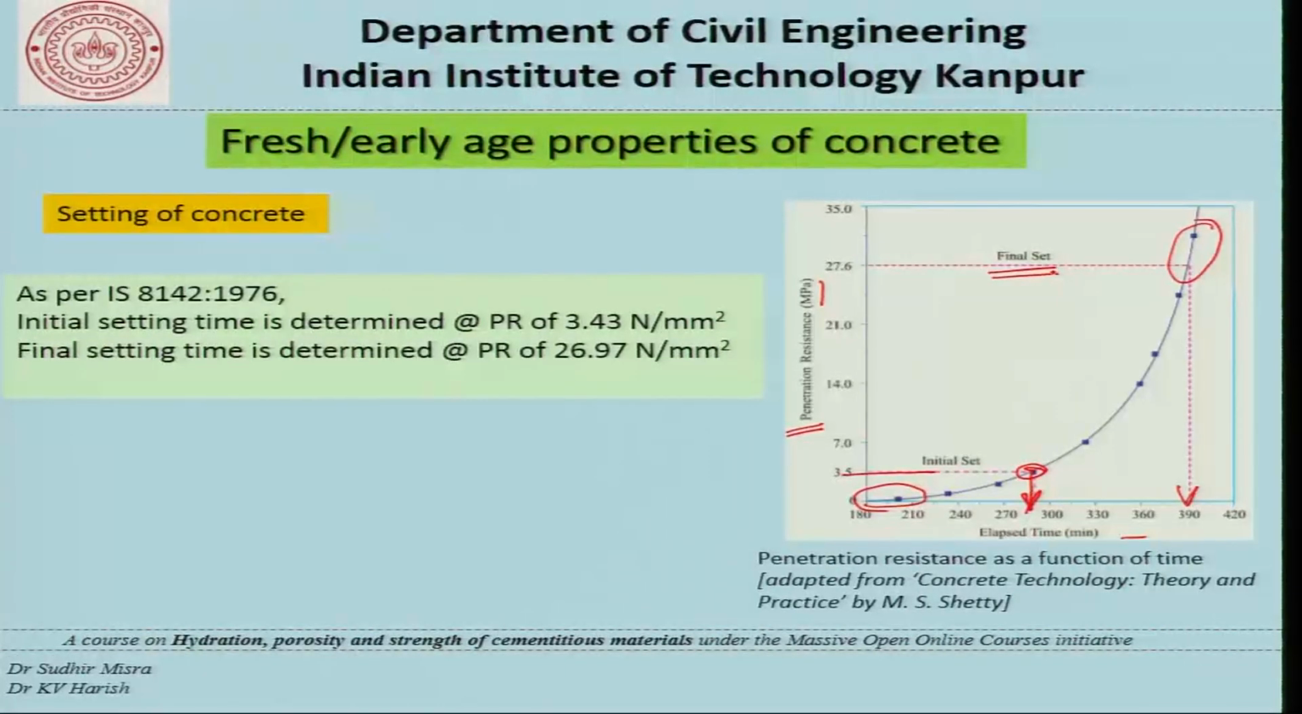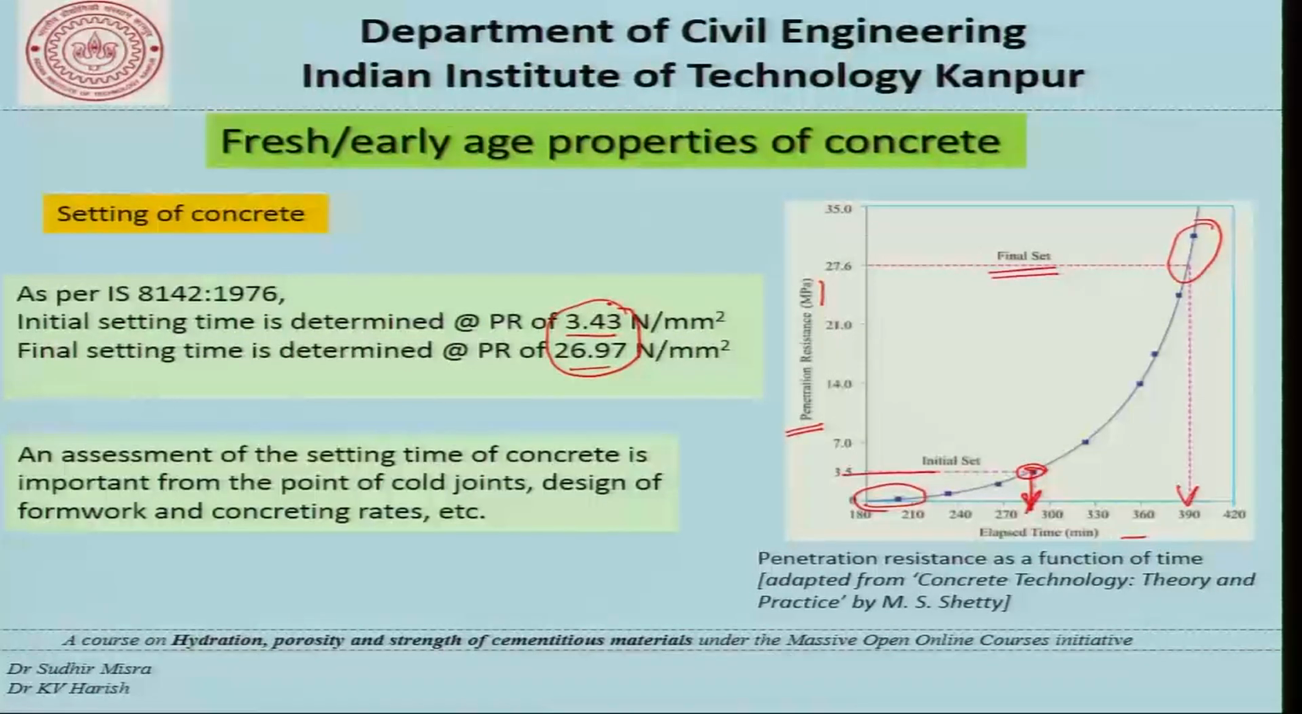As far as the Indian standard 8142 is concerned, this penetration resistance has been taken to be 3.43 and 26.97 newtons per millimeter square, and I am leaving it to you as a small assignment to find out the genesis of these very odd looking numbers. We will probably address this question later on. Why do we need this assessment? We need an assessment of the setting time of concrete to better understand and better treat subjects such as cold joints, design of formwork, concreting rates, and so on.